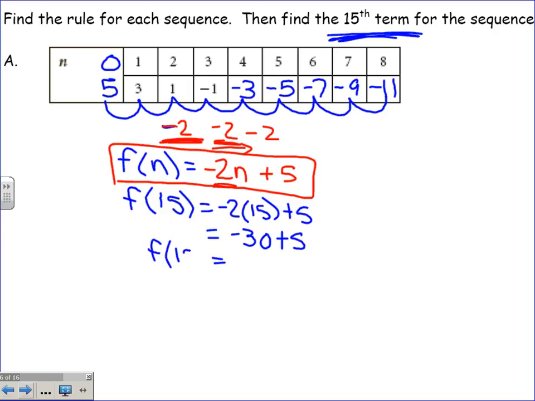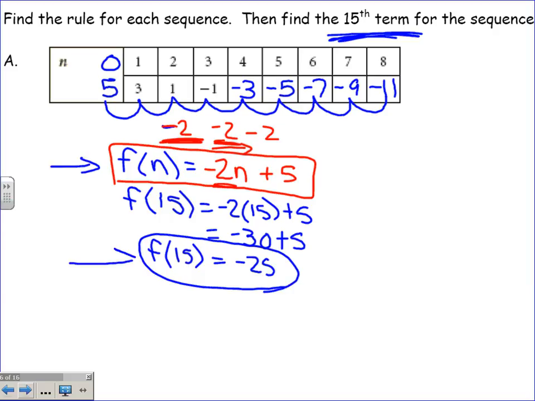I'm sorry, what was that? Negative 35. That's really close. You're about 10 off. So it's negative 30, and you're going to add 5. Oh, it's negative 25. There you go. Okay? These would be our 2 answers here. So basically here's your function, that's 1 answer. Here's your actual, the 15th term would be negative 25.